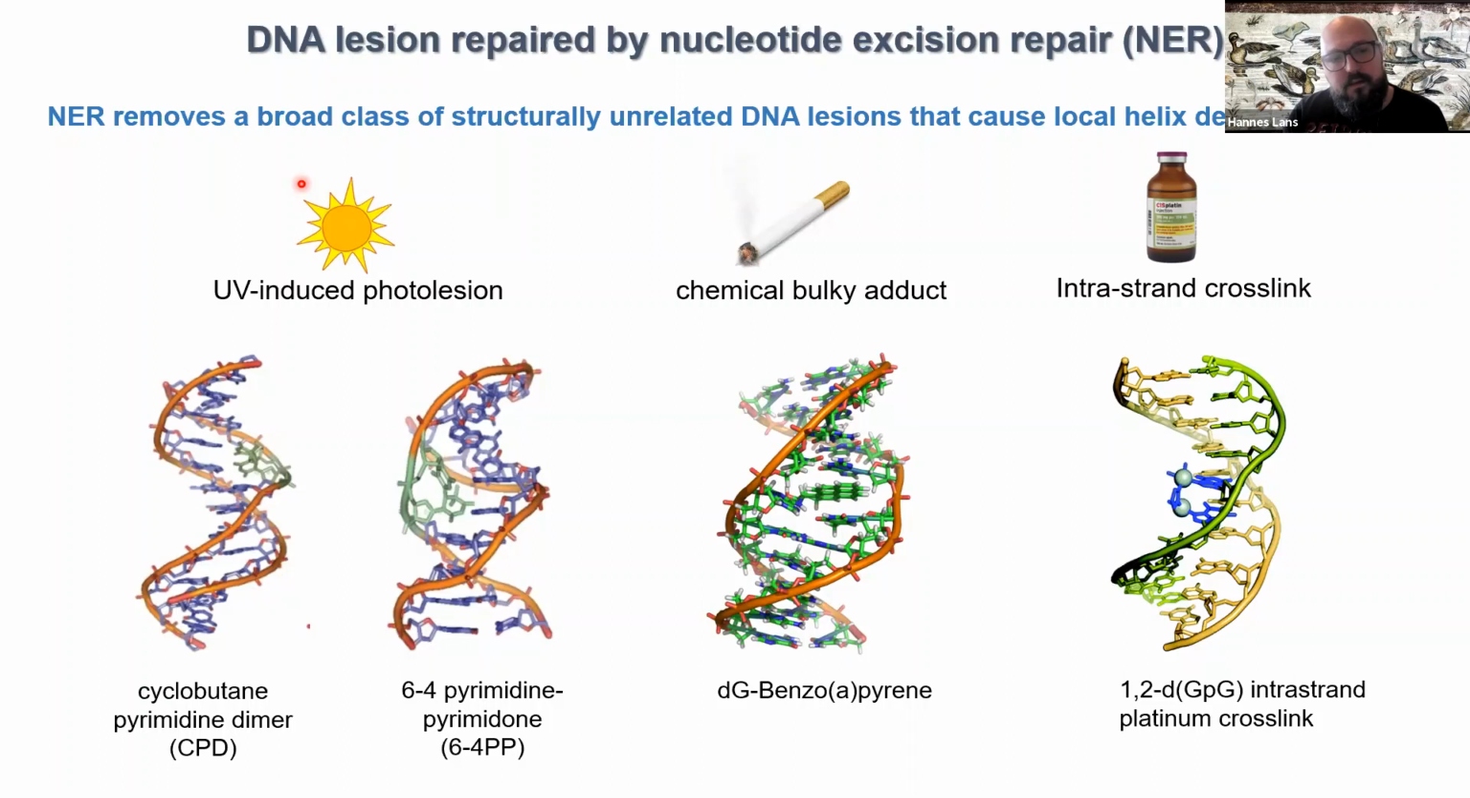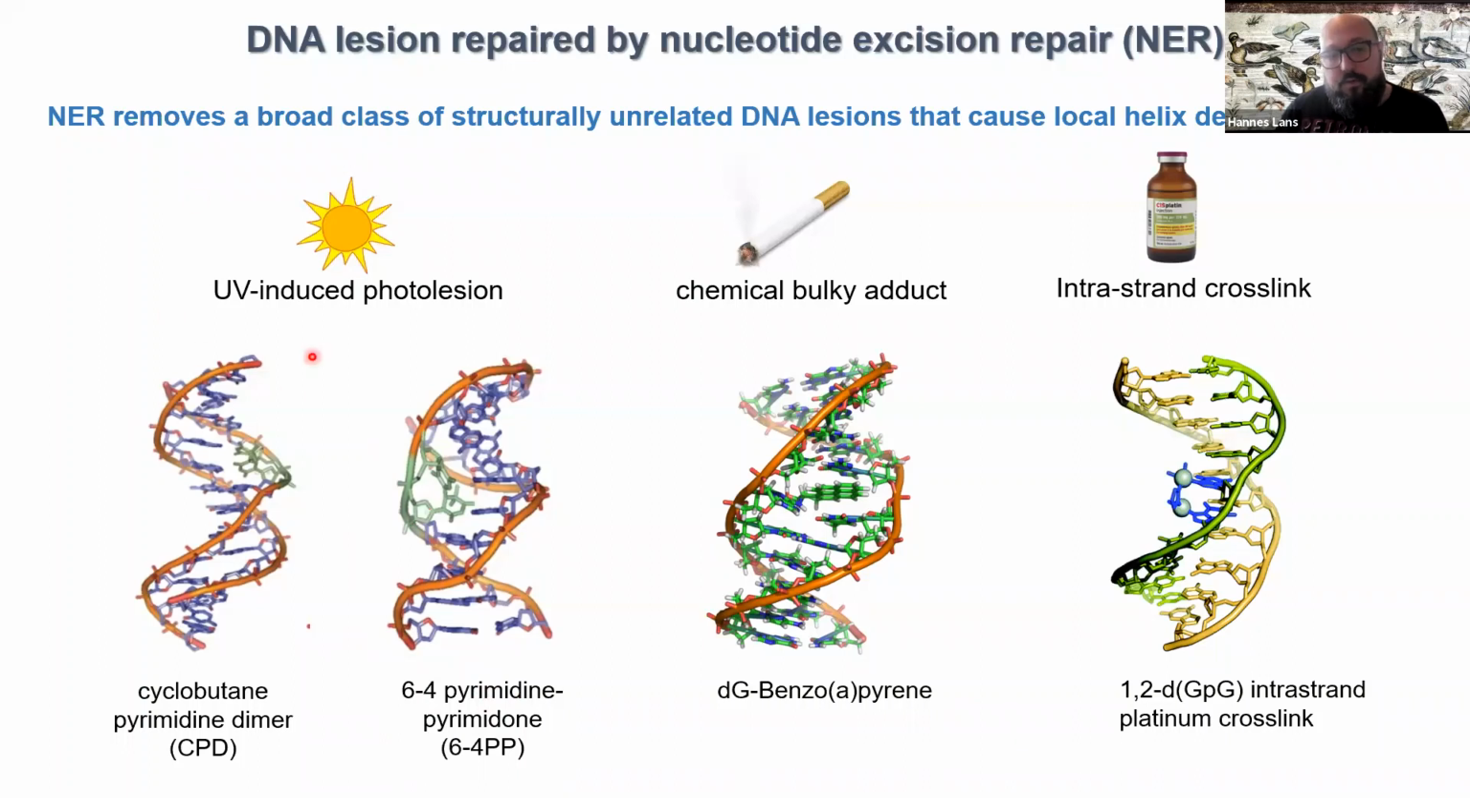And what UV light does is that it can introduce different crosslinks in the DNA. And the most frequent crosslinks are called cyclobutane pyrimidine dimers, which is a crosslink between two adjacent pyrimidines via two carbon atoms, or a bit less frequent but more mutagenic are the 6,4-pyrimidine pyrimidone photoproducts, which is also a crosslink between two adjacent pyrimidines, but then involving one carbon of each pyrimidine.